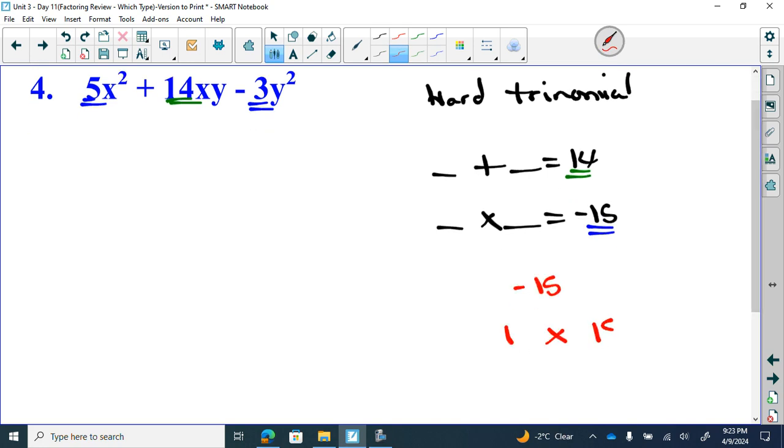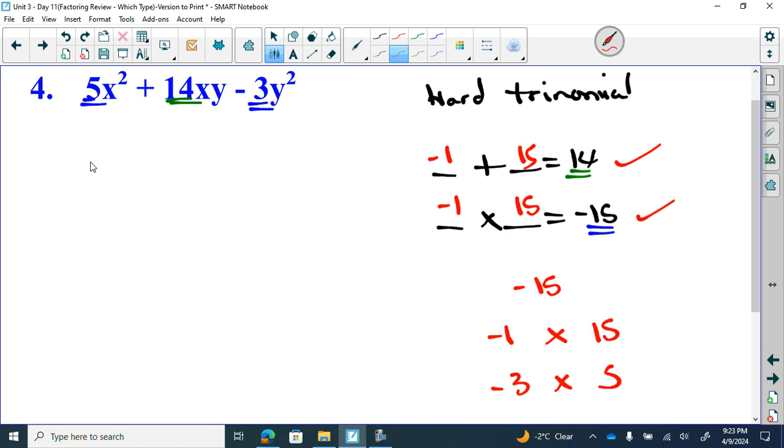1 times 15. Now hold up a sec. We've always been putting the negative with the larger, okay? But this time, they're adding to give me a positive, so that means the larger factor should be a positive. The 1 would get the negative. 3 times 5, the 3 would get the negative. And if I'm asking myself which numbers add to give positive 14, it's these guys. Negative 1 and 15.